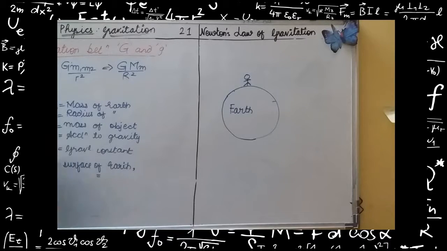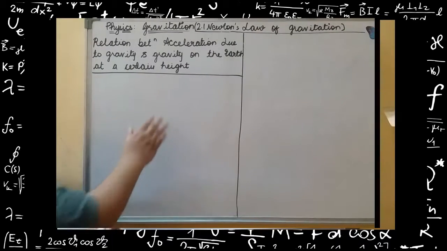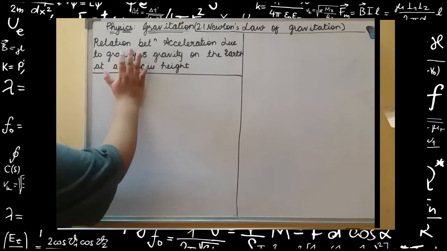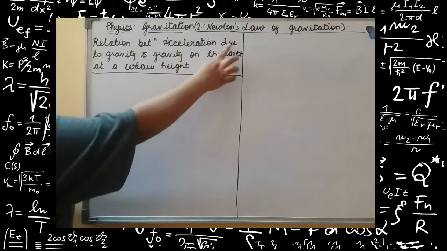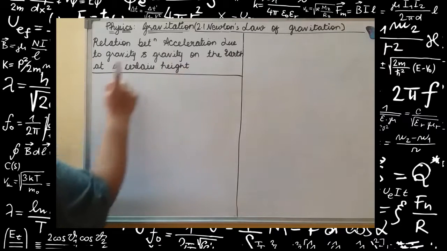But when an object is on the earth, the weight of the object is equal to the gravitational force. Agreed? What is the weight of the object measured in? mg. What is the gravitational force here? Capital G M m upon R square. The m and m get cancelled. So this is the relationship, an expression between acceleration due to gravity and gravitational constant on the earth.